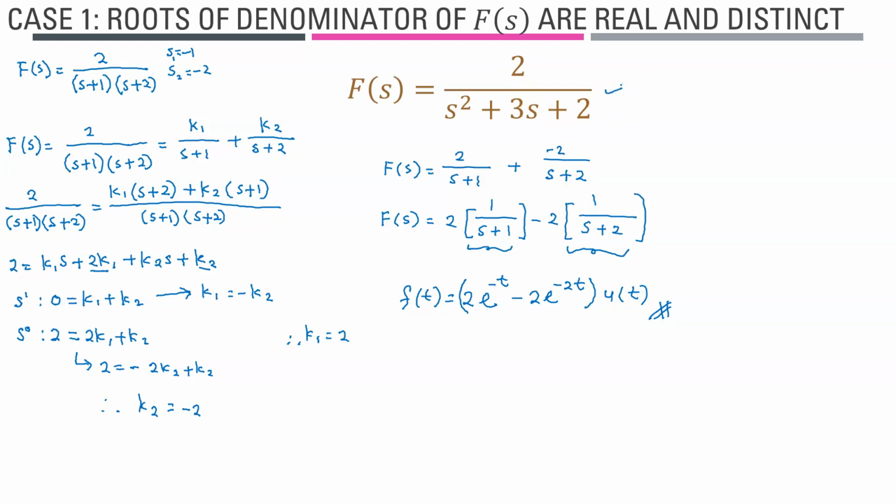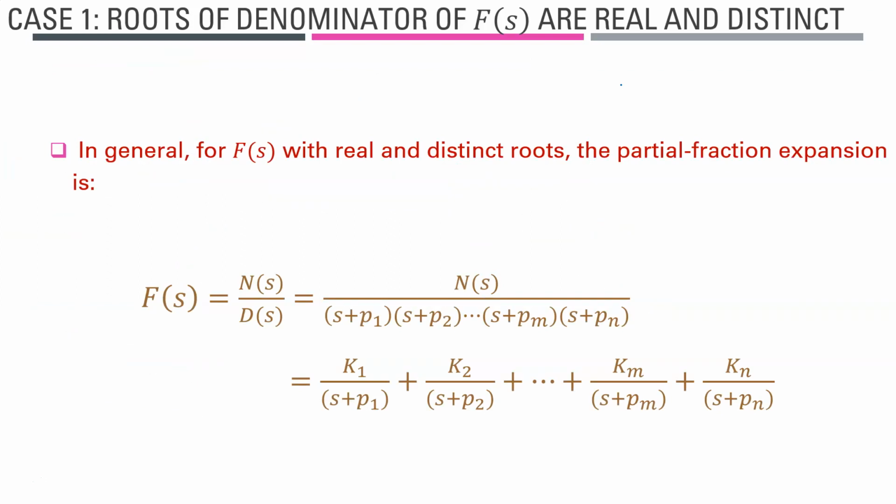This is the inverse Laplace transform of the function F of s here. Now let's have a look at the general form if you have the denominator of F of s real and distinct. This is how it looks like. You have p1, p2, which are the roots of the denominator of F of s. Depending on how many roots you have, you will have these multipliers k1, k2 until kn. This k is just a variable, so you can use any symbol, a, b, c, whatever suits you better.